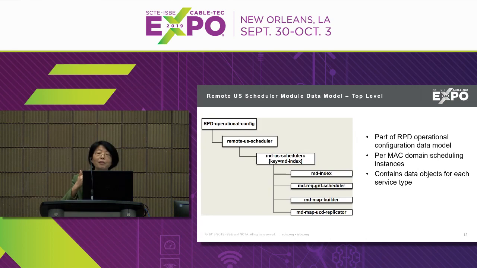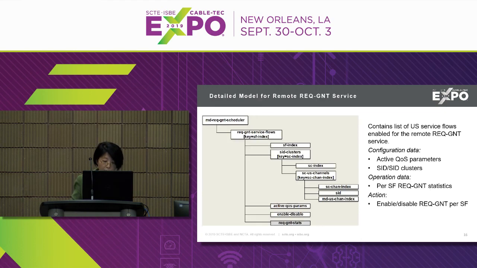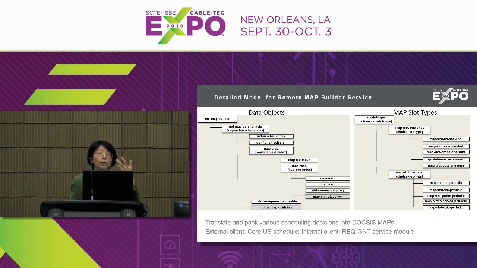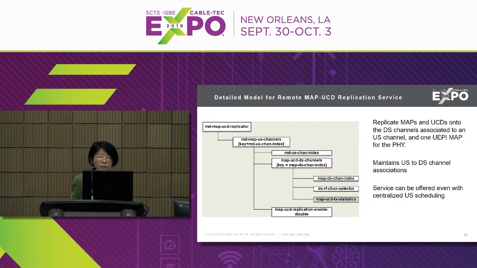So here is just to give a flavor of what the upstream scheduler YANG data model looks like. I won't spend too much time, I've run out of time as well. Basically, we will add a new data module under the existing RPD operational configure model, right? We will have one remote scheduler instance per MAC domain. Inside the MAC domain, we will have a data branch for each of the service types. Remember, we have 3 services? This is what the data tree looks like for the remote request grant service. This is what it looks like for the remote map building service. This is what it looks like for the remote map UCD replication service.